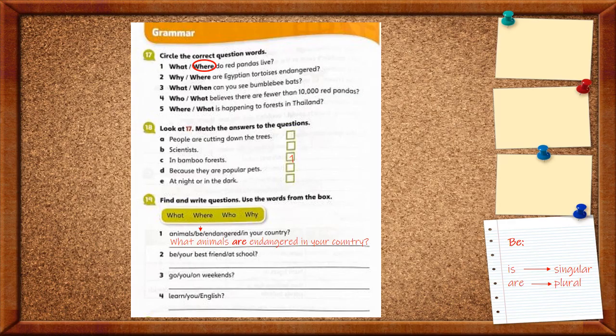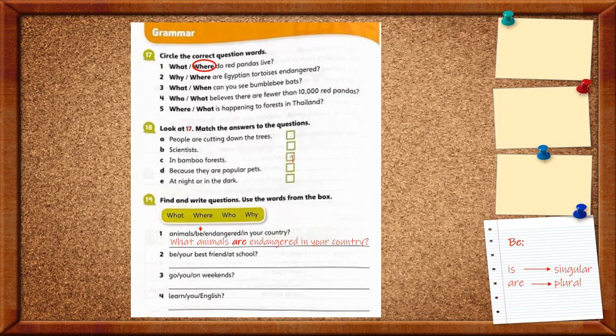On exercise 18, it says, look at 17, match the answers to the questions. Lo que tenemos que hacer aquí es regresarnos al ejercicio 17, leer las preguntas y encontrar las respuestas en el ejercicio 18. Por ejemplo, en la primera pregunta dice que ¿dónde viven los pandas? Tenemos que encontrar la respuesta de dónde viven los pandas, que vendría siendo perfect, letter C, in bamboo forests, en bosques de bambús. Anotamos el numerito en el cuadrito que tenemos al lado y continuamos con las demás.